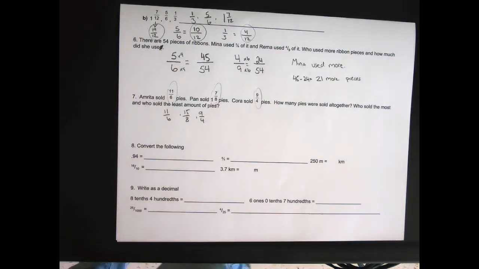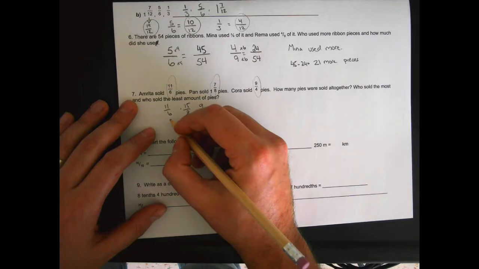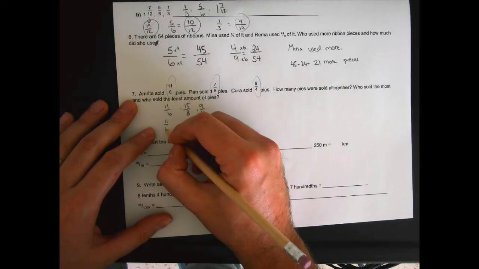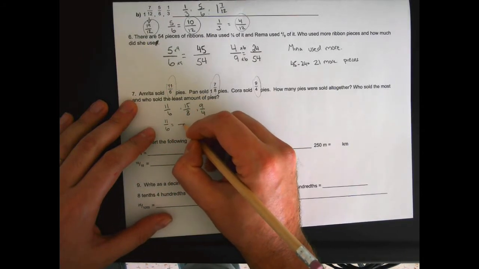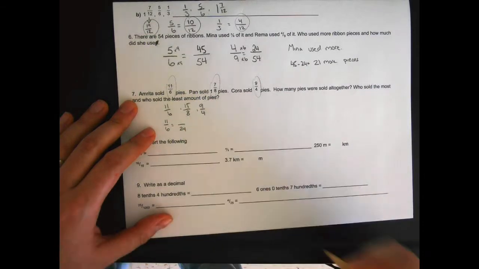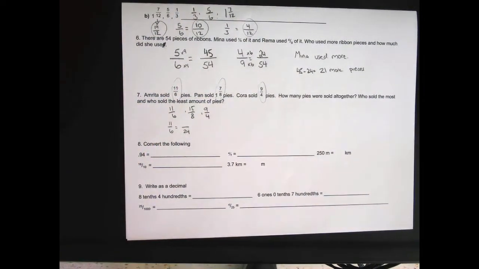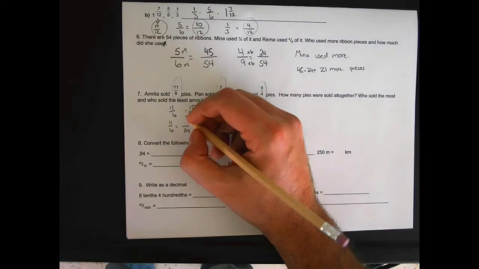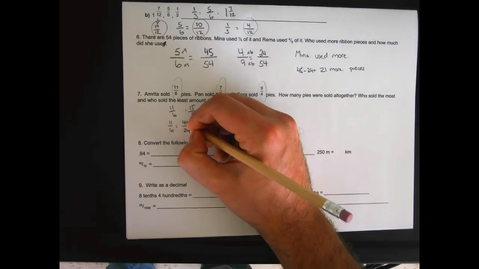24 is a good number. I like it. So let's take 11/6, and it has to equal out of 24. To get 6 times a number is 24, that number is 4. So 11 times 4 is 44.